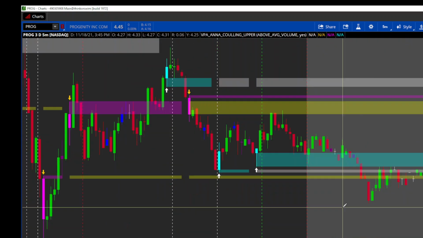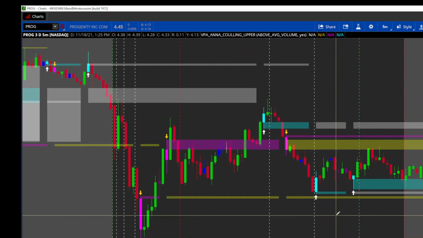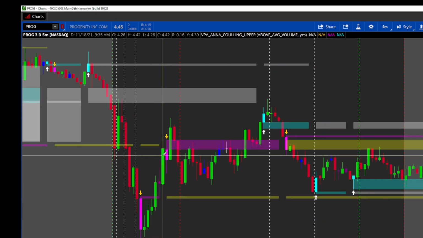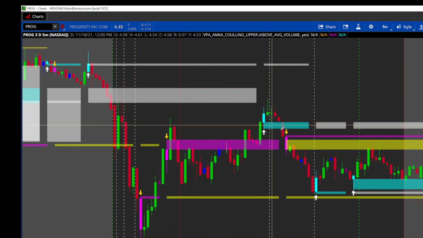And once again, this is based off Anna Coulling's book. Really, I think it's in the front part of the book. It talks about irregular bodies, and it's those candles with smaller bodies than the preceding candle with higher volume, and it creates those areas of support and resistance.